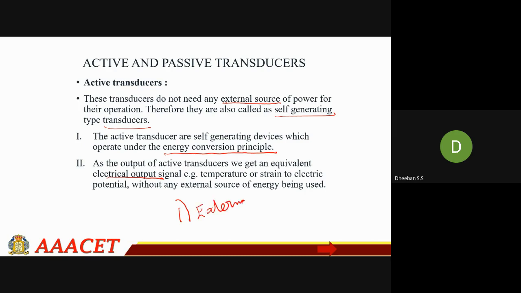Based upon the parameter itself, it can generate the energy and convert it into electrical energy. So the example is temperature or strain to electrical potential without any external source of energy. How this is possible, we'll be seeing.